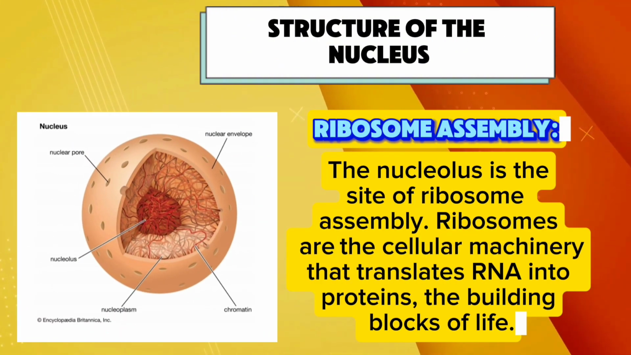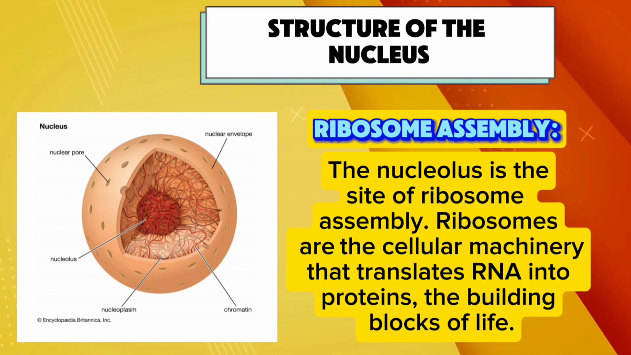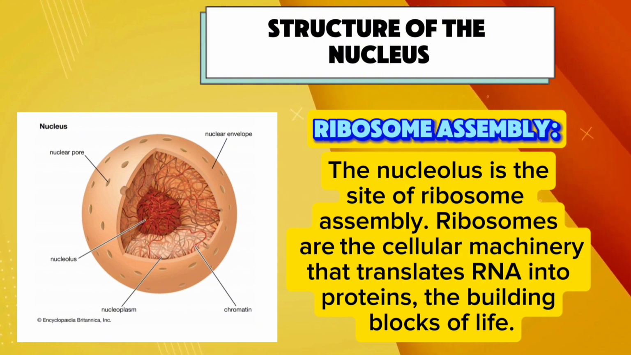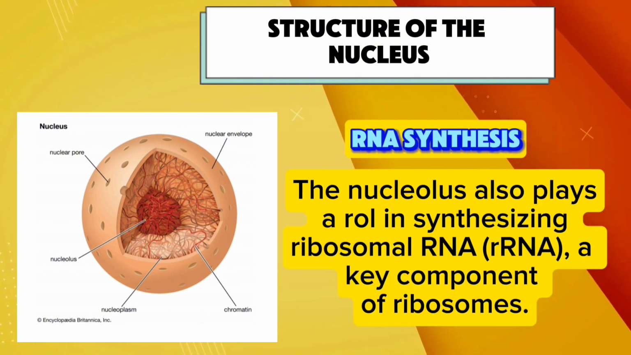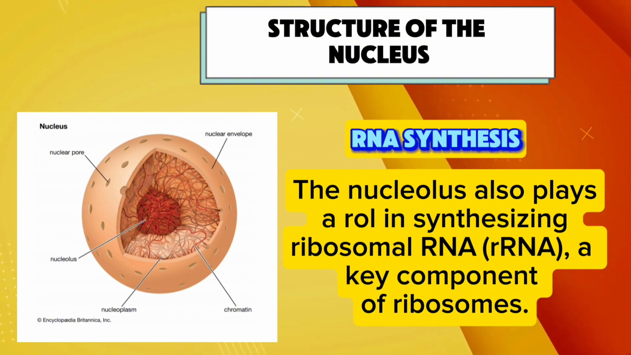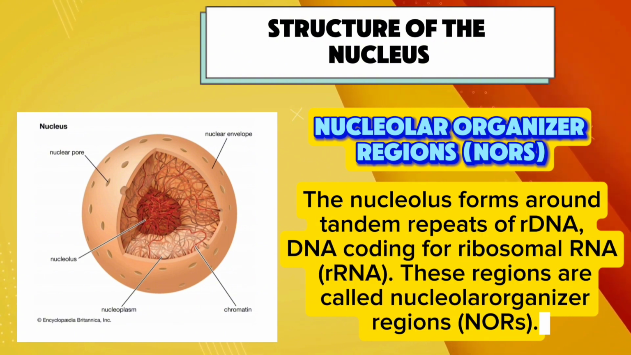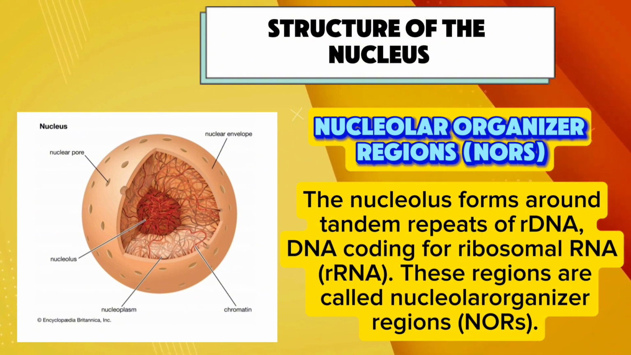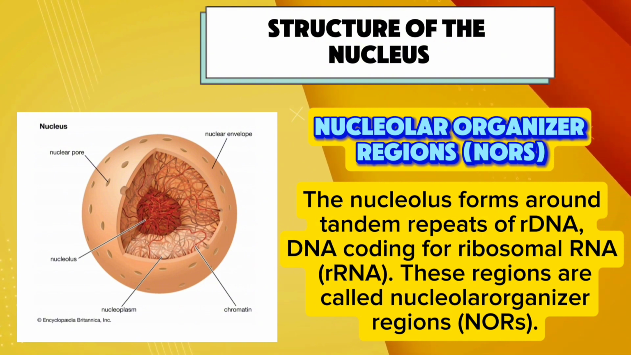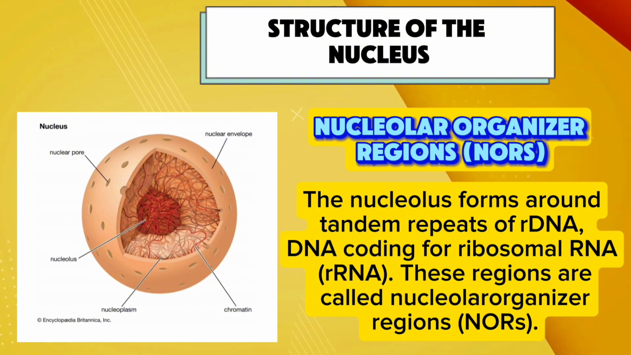Ribosomes are the circular machinery that translate RNA into proteins, the building blocks of life. The nucleolus also plays a role in synthesizing ribosomal RNA, a key component of ribosomes. The nucleolus forms around the tandem repeats of rDNA, DNA coding for ribosomal RNA. These regions are called nucleolar organizer regions.